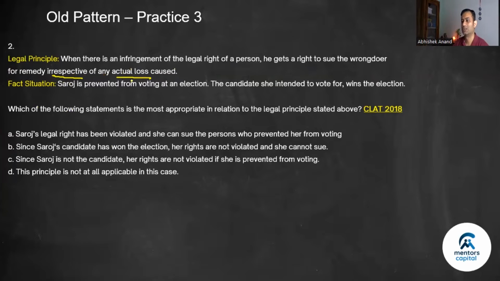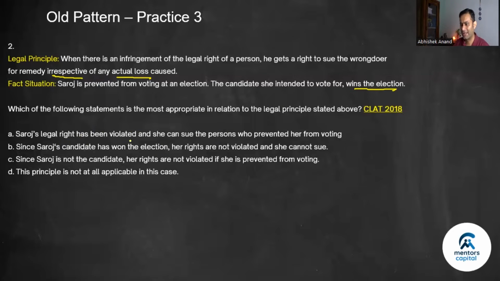Now Saroj is prevented from voting at an election. So this is the legal right of Saroj to vote, and that is violated. So Saroj can sue now. As simple as that. The candidate she intended to vote for wins the election. So now you might think there is no loss. She wanted to cast a vote in favor of some candidate, and the candidate won. So there is no loss, so she cannot sue. No, but the principle says irrespective of the loss. Her right is violated. Yes. The second thing is unimportant.